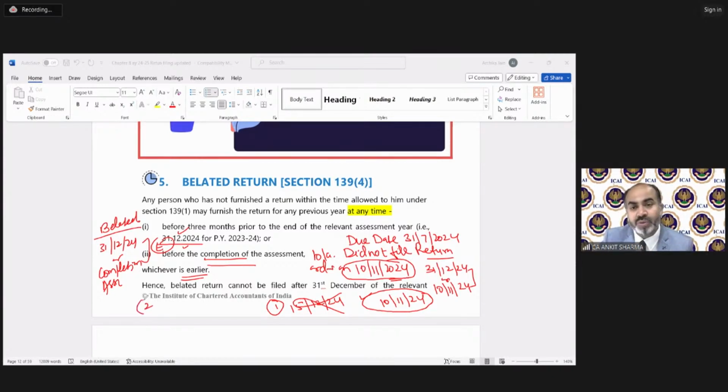And if condition 2 says suppose he filed the return on, sorry, not 15 November, suppose 5 November 24, that is before the passing of the order date. So that will be called a belated return. So for the purpose of finding out the last date of belated return, that will be 31st December 24 or completion of assessment order, whichever is earlier. The theoretical provision, you have to read them.